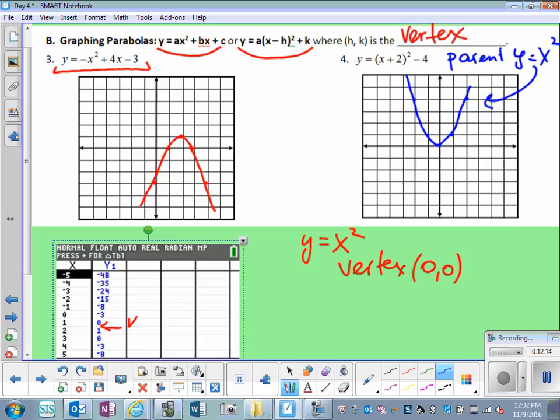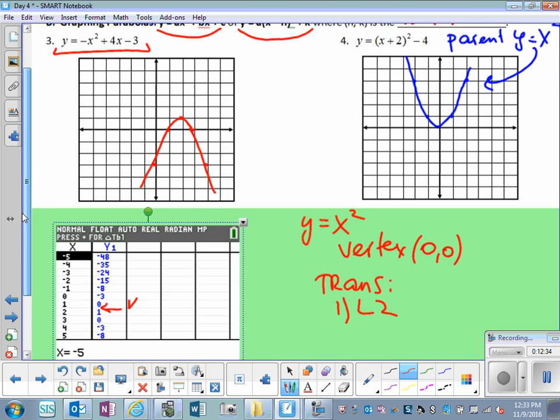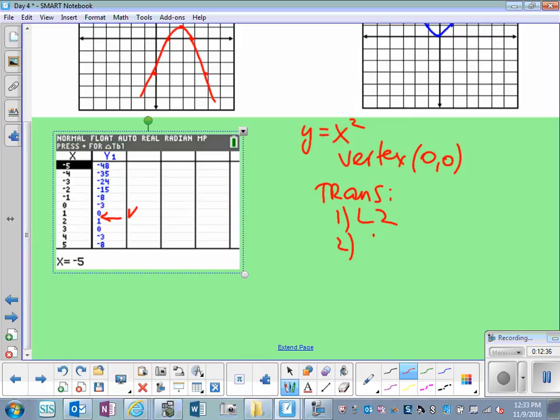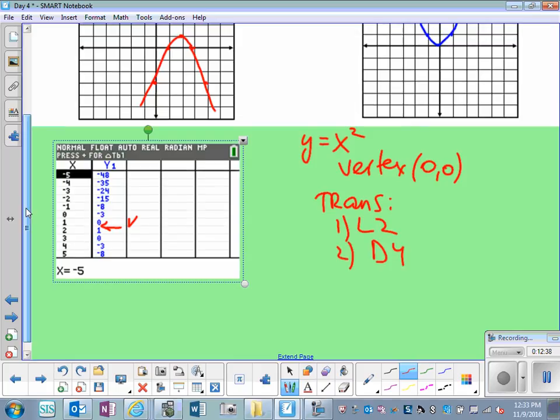So this is my parent, and now I make note of my transformations. So what are my transformations here? Left 2, down 4. Yes, so the transformations: left 2, down 4, and that's it, right?